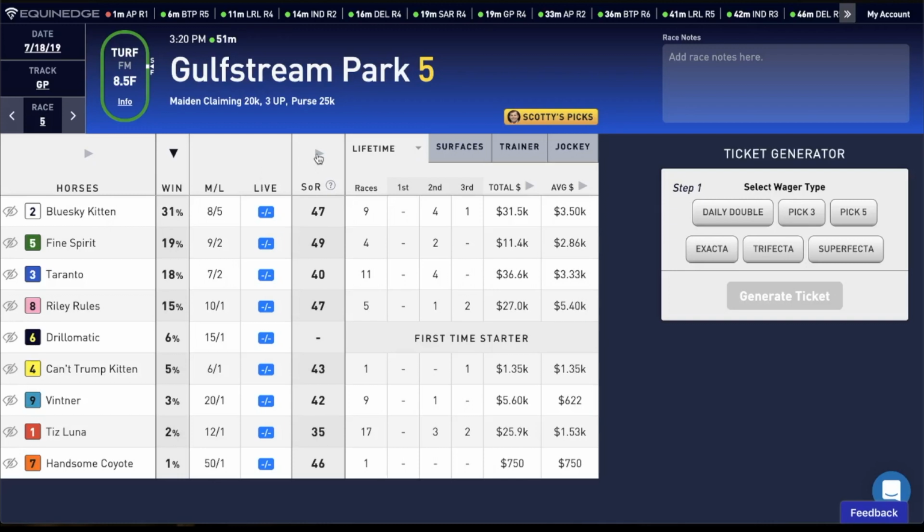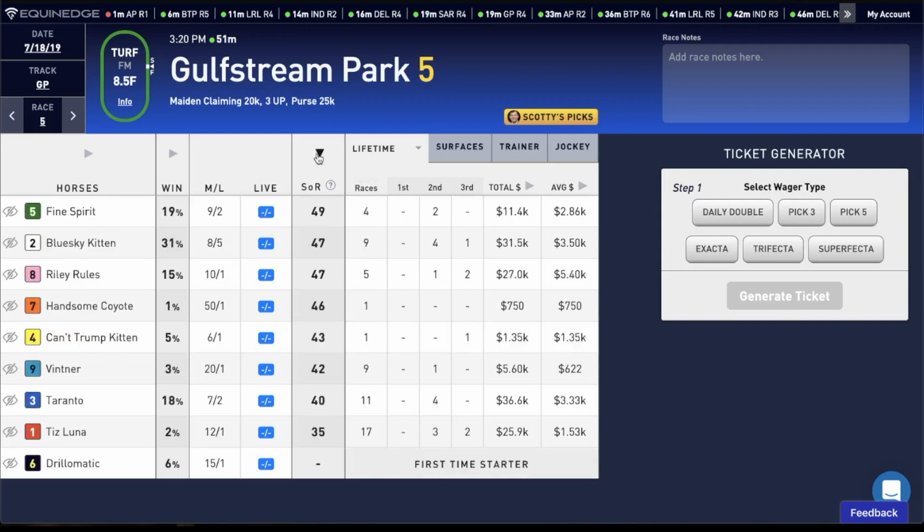You can also sort by our SOR metric, which is our strength of race metric, from high to low. So you can see that the 5 has actually faced the toughest competition over the last 5 races.